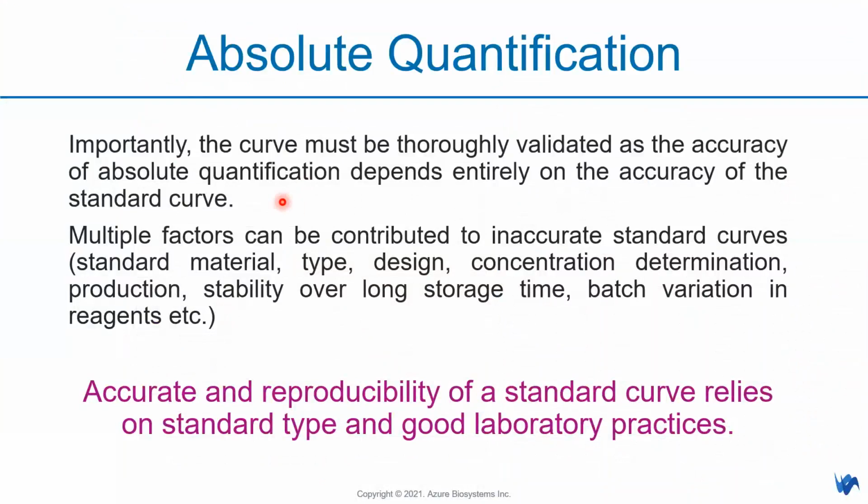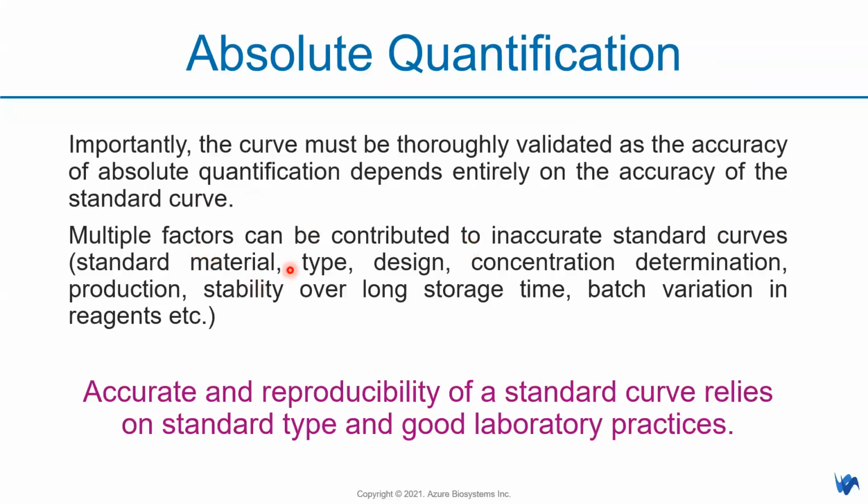Most importantly, the curve must be thoroughly validated, as the accuracy of absolute quantification depends entirely on the accuracy of the standard curve. A bit of a mouthful here, but that means that since you're using a standard curve, everything is about the standard curve. You need to validate the standard curve. You need to make sure the standard that you use is true to your own unknown sample, so it can be extrapolated. And there are a lot of factors that can contribute to an inaccurate standard curve.